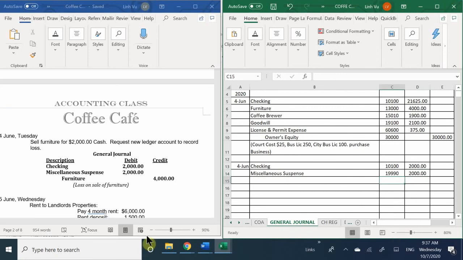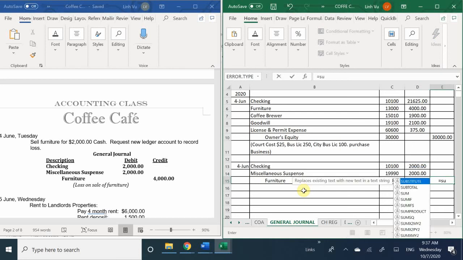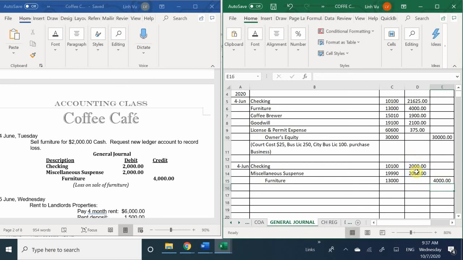And lastly, we're going to credit our furniture account because we sold it. We're getting rid of it. So therefore, we need to credit the furniture account, which is for 13,000. And again, to speed up the process of checking whether your debits and credits are equal, you can just do the formula right in the cell to add up and make sure that you didn't make any typos. And it's supposed to add up to exactly $4,000.